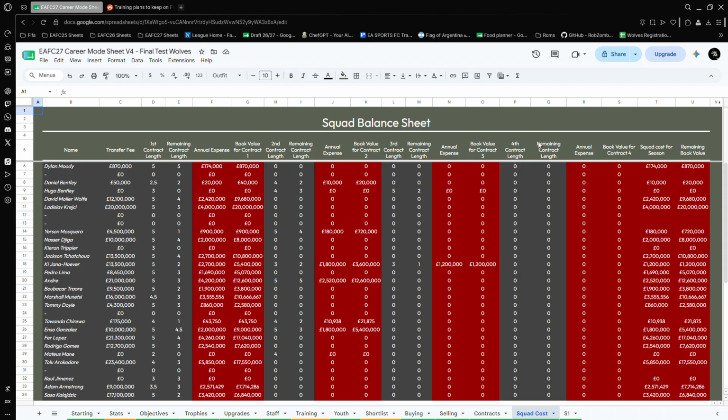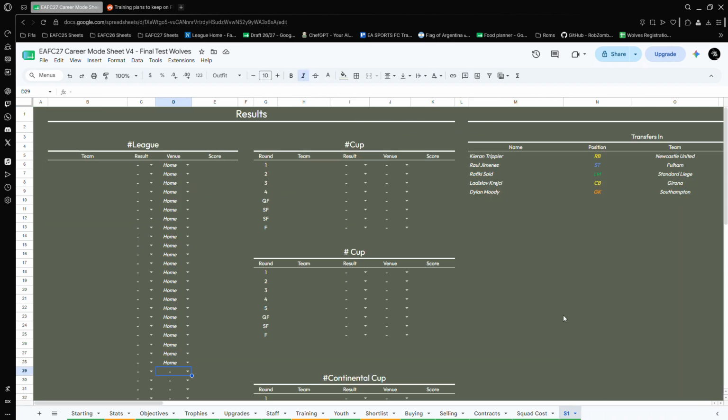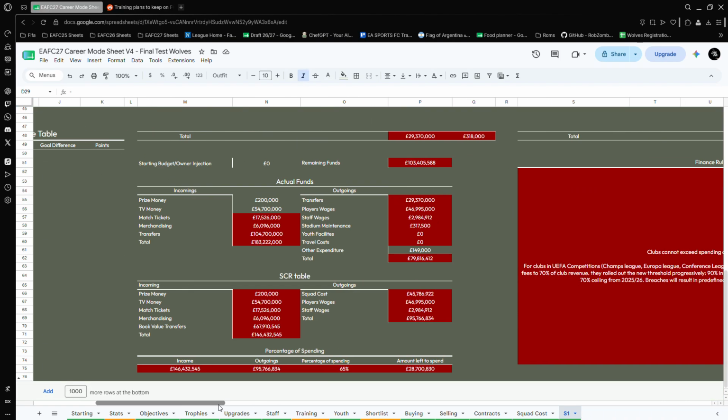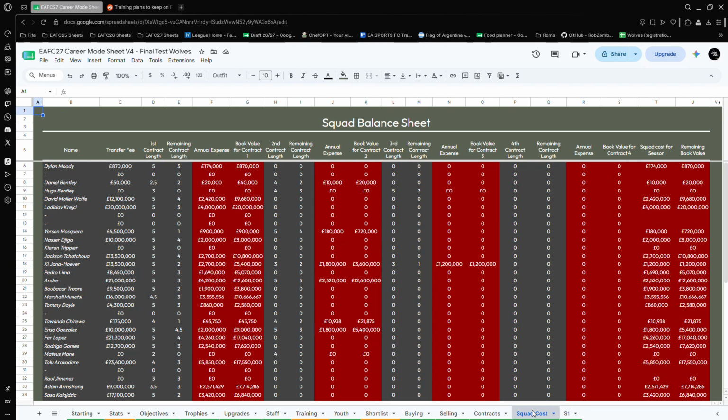Now that total is part of your costs against your revenue, and that's what squad cost ratio is. Now it's not just transfers, it's also wages, agent fees, and your staff wages as well. They are marked against your squad cost ratio, and basically you can only spend 85% of the season's income on those 3 things: staff wages, the player transfers, and the players' wages.